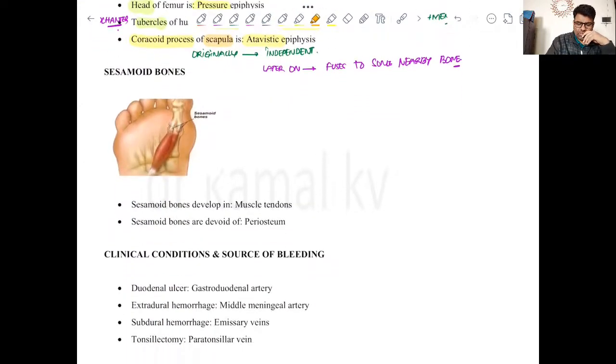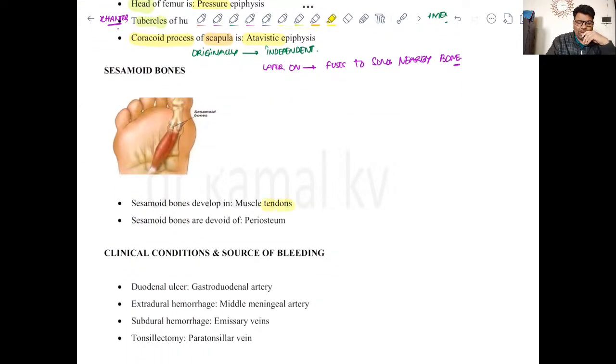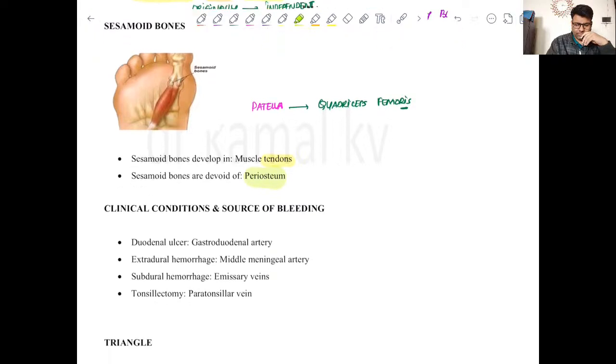Then sesamoid bones, they develop in muscle tendons, and the classical example is patella, which develops in the tendon of quadriceps femoris muscle. Right? So these lack periosteum.